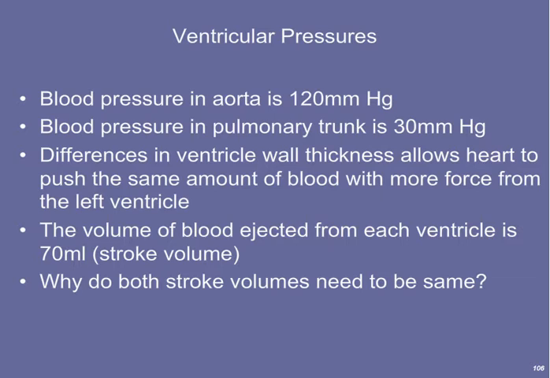And the sphygmomanometer measures blood pressure at the peripheral blood vessels, for example, in the brachial blood vessels in your arm. But here we're going to talk about the blood pressure in the major vessels leaving the heart. For example, the aorta has a blood pressure of around 120 millimeters of mercury, whereas the pulmonary trunk or pulmonary arteries only have a blood pressure around 30 millimeters of mercury.